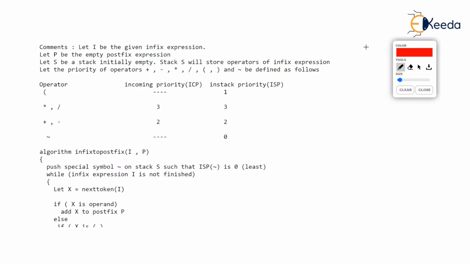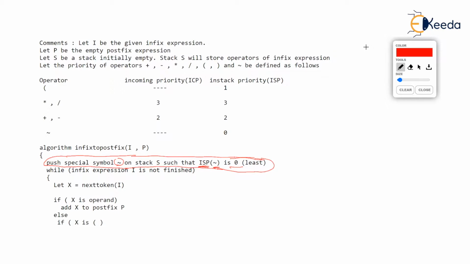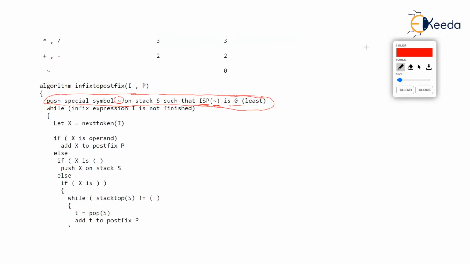had initially a symbol called tilde. Observe in the beginning of the algorithm, we pushed a special symbol tilde on the stack such that in stack priority ISP of tilde is 0, that is least. Now, why did we push tilde? I'm sure those who saw the video, the part 1, would be still wondering, or maybe they have got the answer.